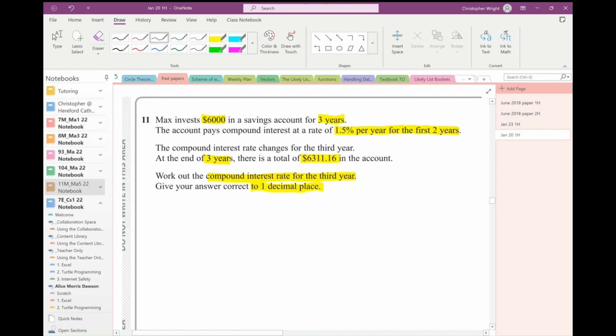Right, so he starts off with £6,000. The first year, he gets 1.5%.